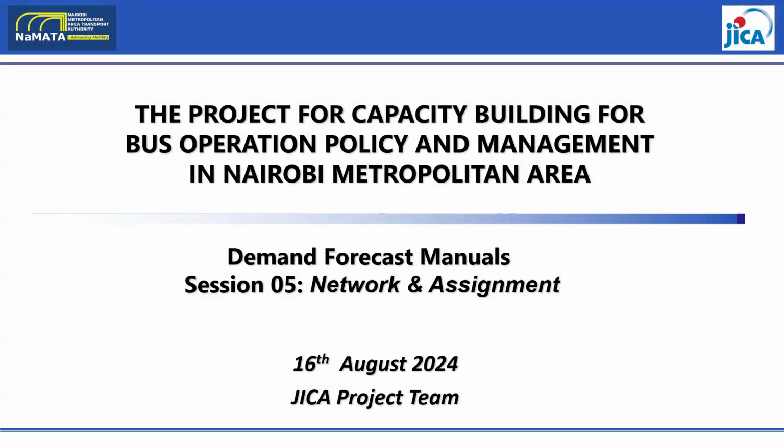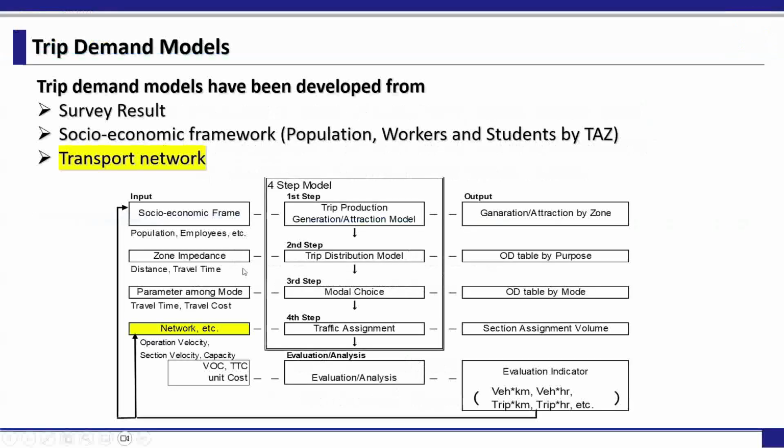The network development on the assignment is based on the traffic demand models, which were developed in the previous session. Then you need to conduct the traffic assignment. Yes, this is the so-called last step of the traffic four-step models. And of course, the transport networks will be fully utilized for the traffic assignment.